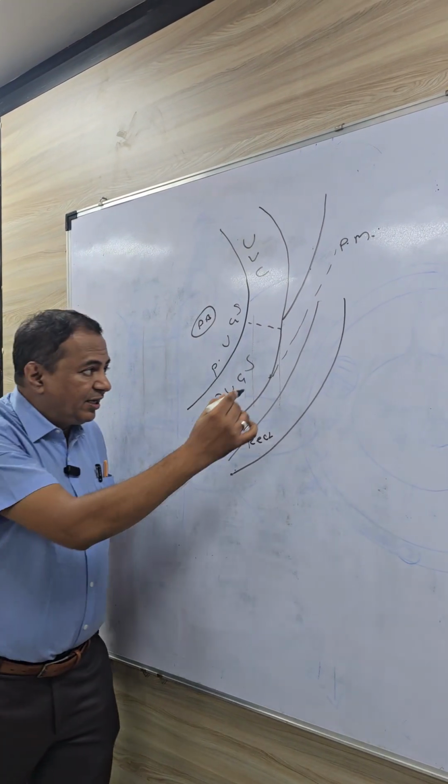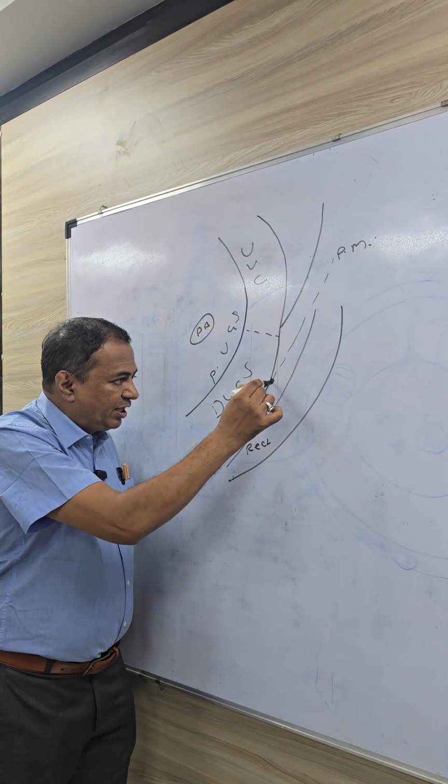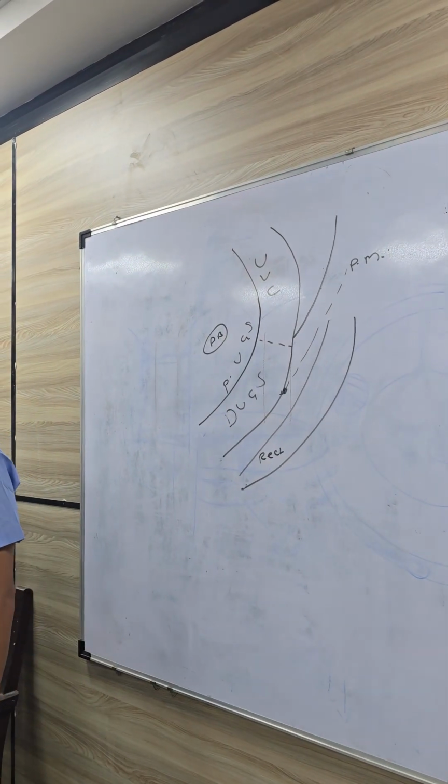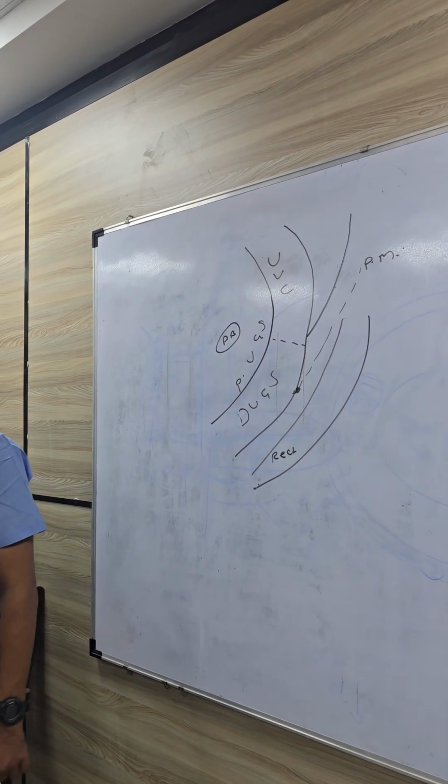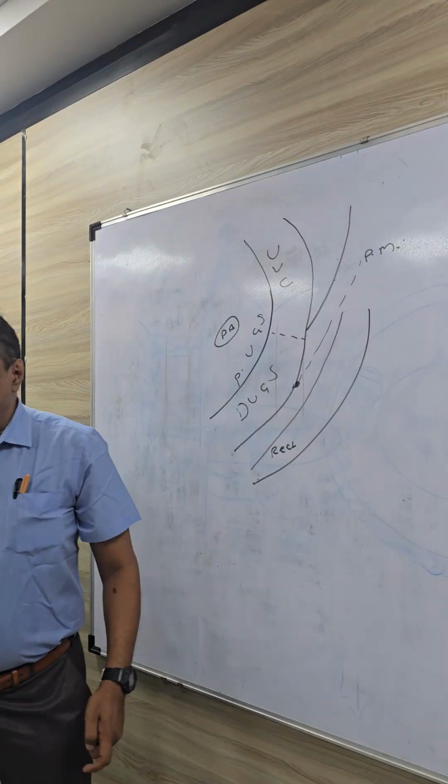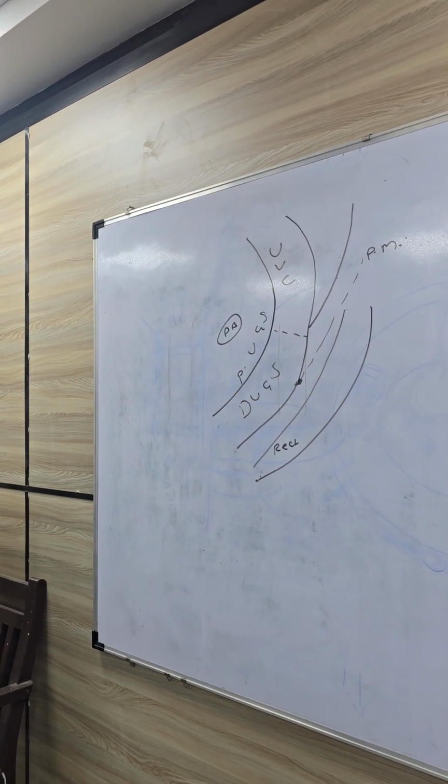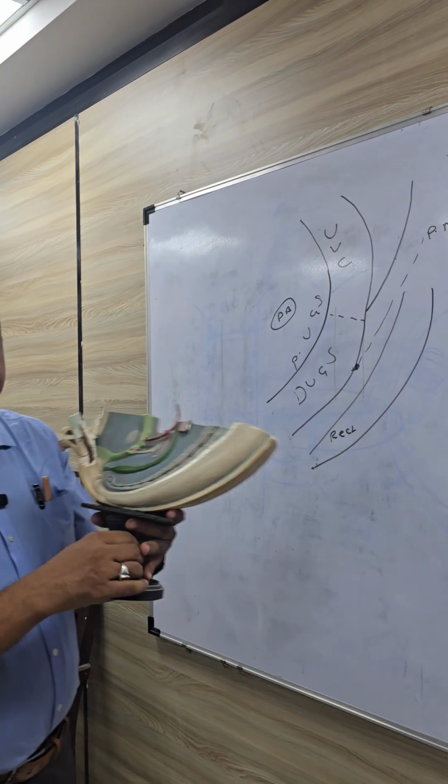This paramesonephric duct comes in contact with the terminal part of the GIT from where the sinovaginal bulbs will develop. Okay, so this we will discuss later. Currently then we will focus on this specimen.